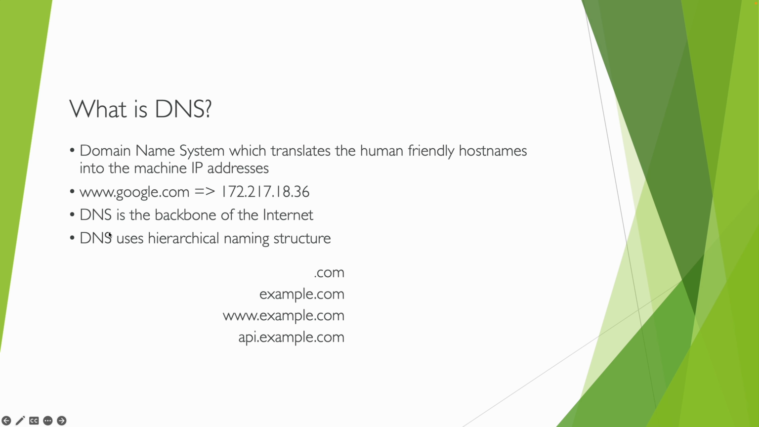DNS uses a hierarchical name structure. Here we see .com, which is the first level of the DNS structure, and we can use example.com, and it can also be used as www.example.com and api.example.com. All these are DNS names. We'll see more about them.